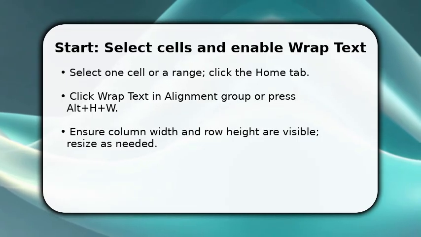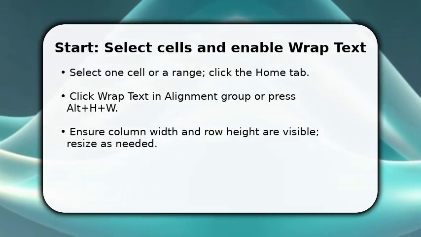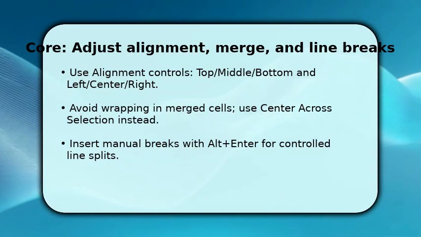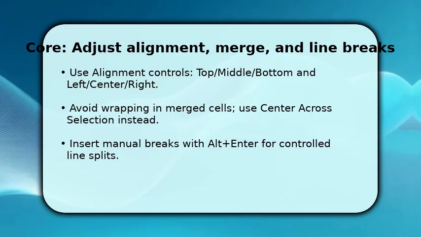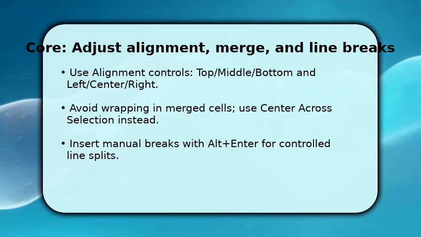width. Make sure to check column width and row height visually, because wrap relies on those dimensions to break lines sensibly. Now fine-tune how the wrap text appears. Use alignment controls to set vertical and horizontal placement, top, middle, bottom, and left, center, right, so wrapped lines align with neighboring cells. If you need a wide header, avoid wrapping inside merged cells. Instead, use center across selection to preserve wrap behavior.